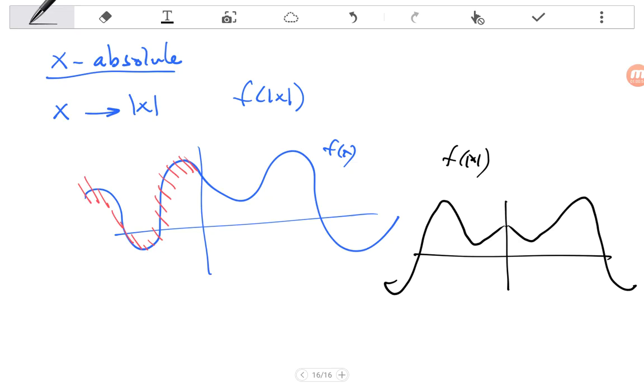So the first step is to remove or erase the part of the function on the negative x side. Then, for the positive side, we just take it as it is, and make a reflection about the y-axis. Okay?